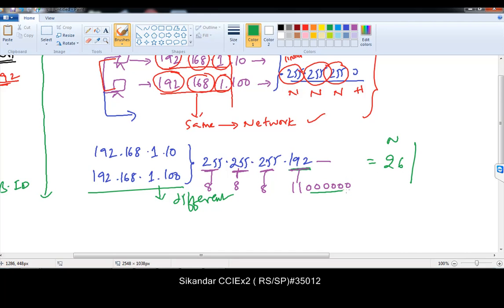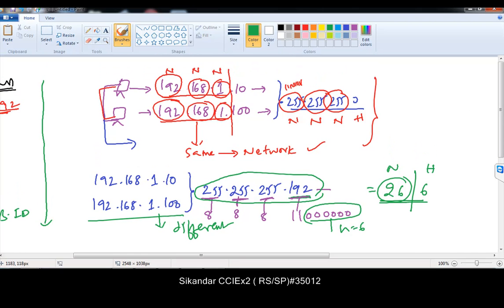And what about the host bits? The host bits are the remaining 6. So whenever you write this subnet mask, the device will automatically understand that there are 26 network bits and 6 host bits. And as per our default example, whenever we write the default subnet mask, the device will understand that there are 24 network bits and 8 host bits.